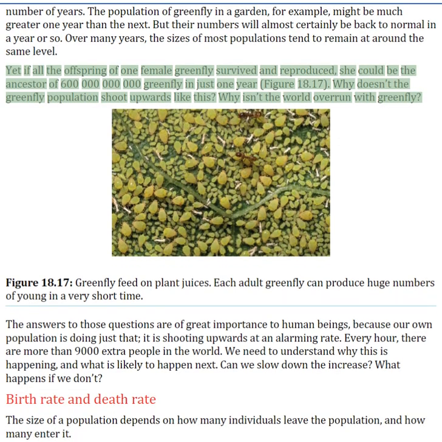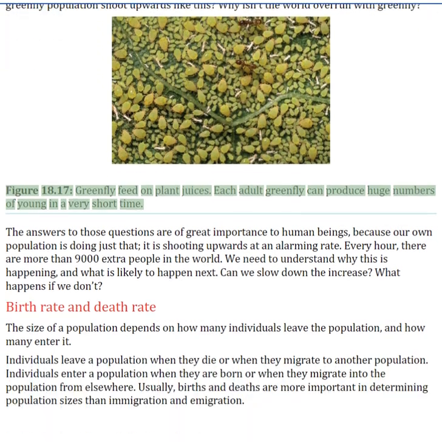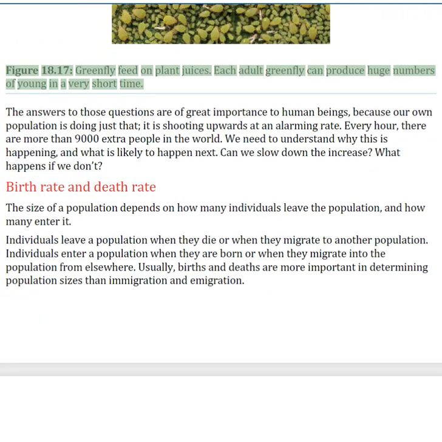Yet if all the offspring of one female greenfly survived and reproduced, she could be the ancestor of 600 billion greenfly in just 1 year. Why doesn't the greenfly population shoot upwards like this? Why isn't the world overrun with greenfly? Figure 18.17, greenfly feed on plant juices. Each adult greenfly can produce huge numbers of young in a very short time.